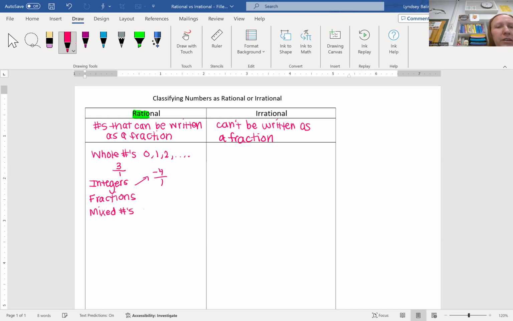Because something like 2.5, we'll keep it easy, 2.5 is a mixed number. That can be written as a ratio of two integers, as a fraction, by just changing it into an improper fraction. So 5/2. So mixed numbers are rational.